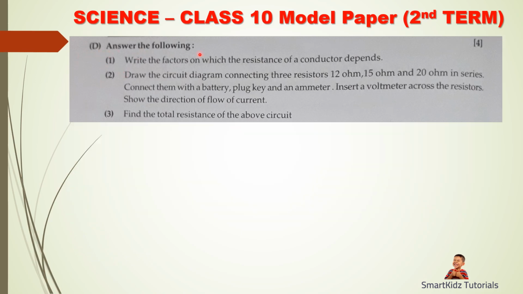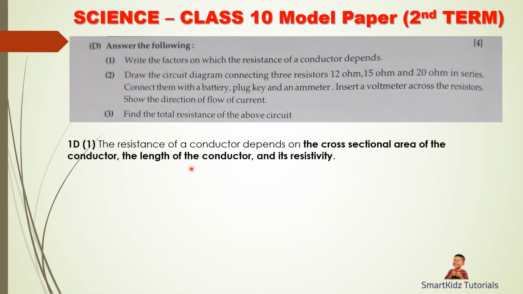Coming to question 3D, answer the following. First question, write the factors on which the resistance of a conductor depends. So the resistance of a conductor depends on the cross-sectional area of the conductor, the length of the conductor, and its resistivity. There's also a formula with respect to this, wherein it clearly refers to the resistance of a conductor being dependent on these factors.